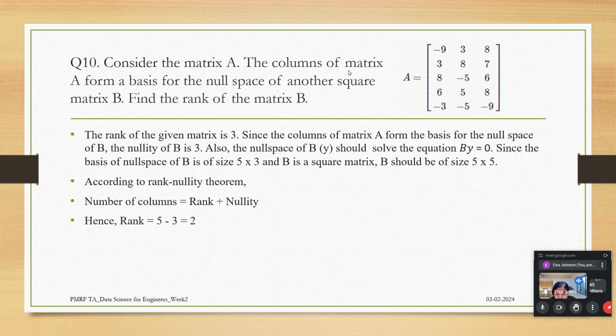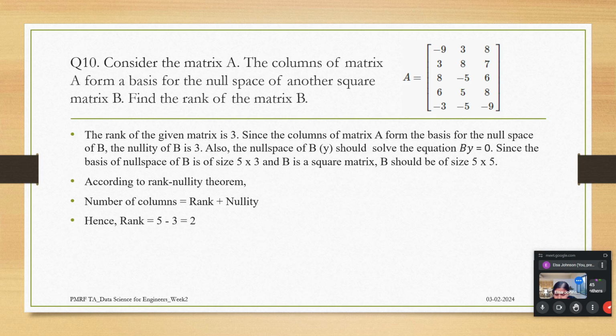Then we have given that the columns of matrix A form the basis for the null space of another square matrix B. So there also the nullity will be equal to 3. B, if it's a square matrix, should be of size 5 by 5. So already we have nullity equal to 3, then the rank will be 2.